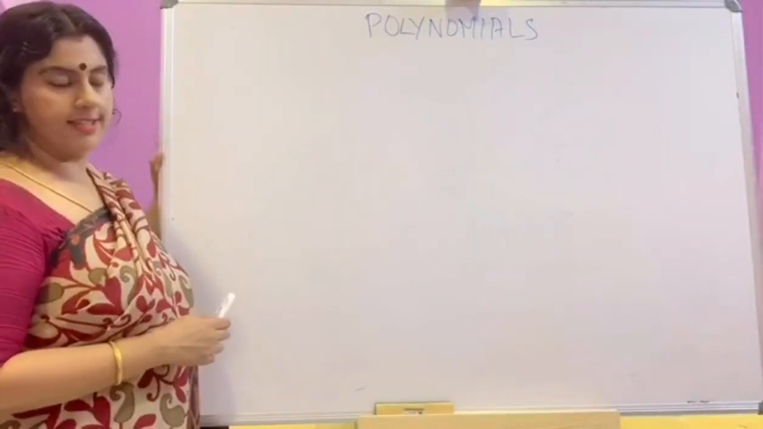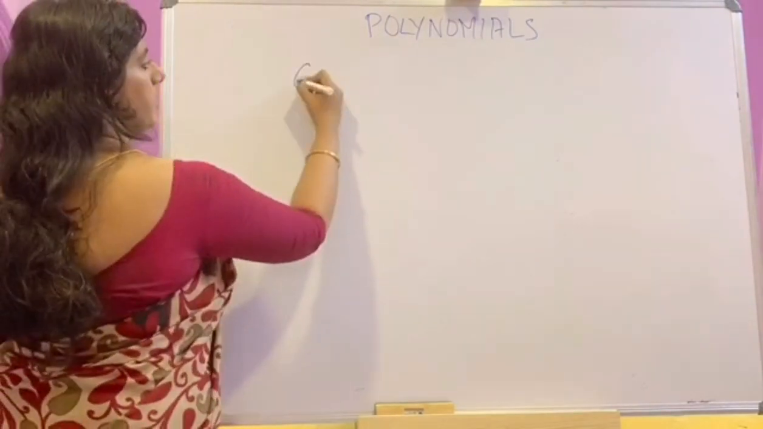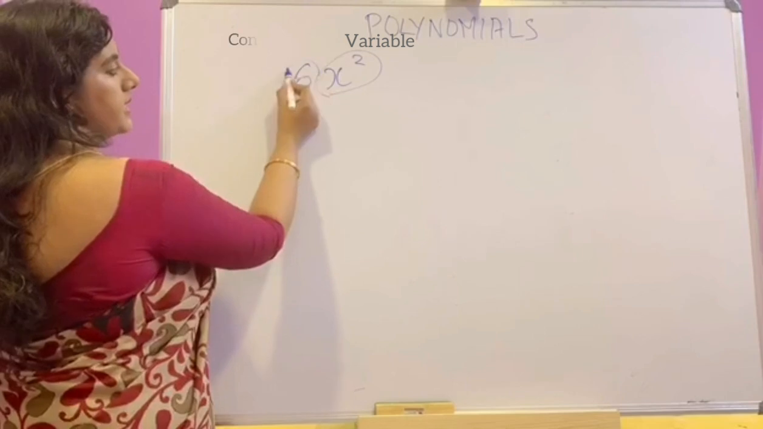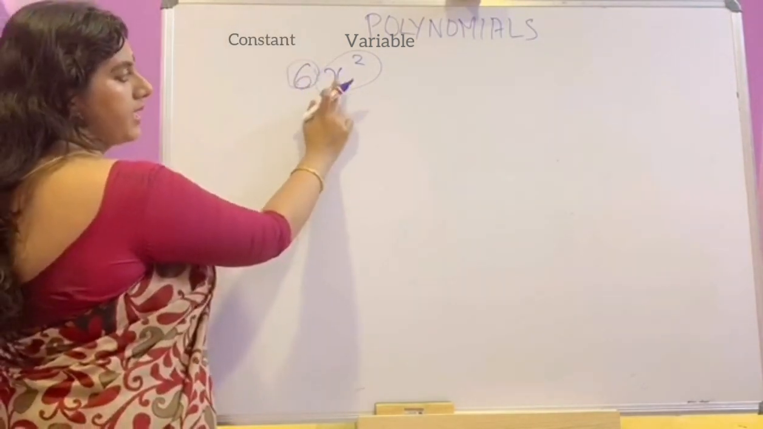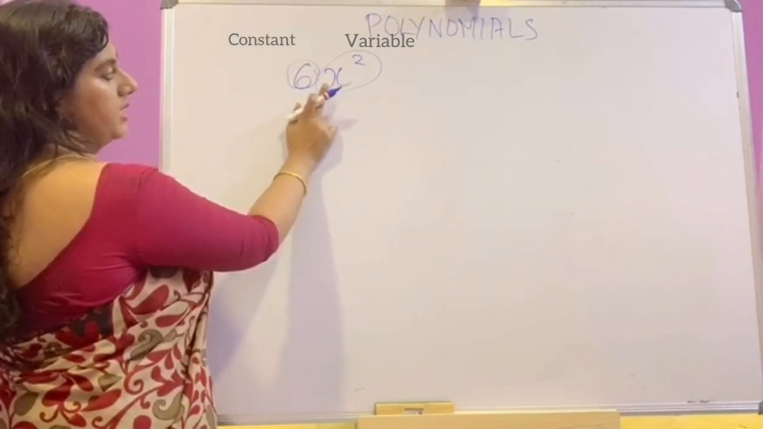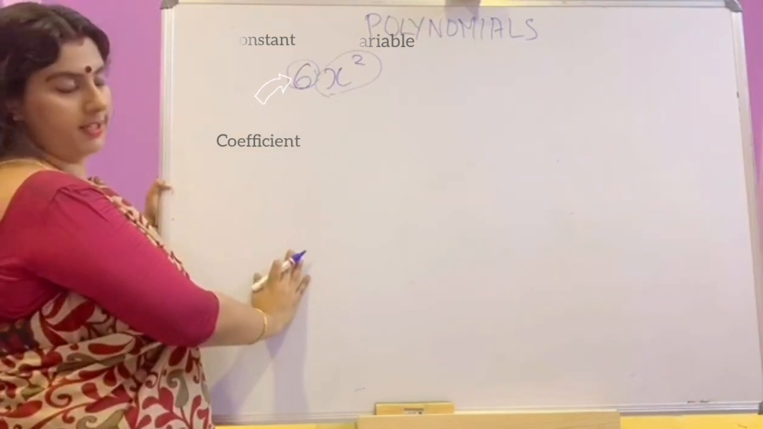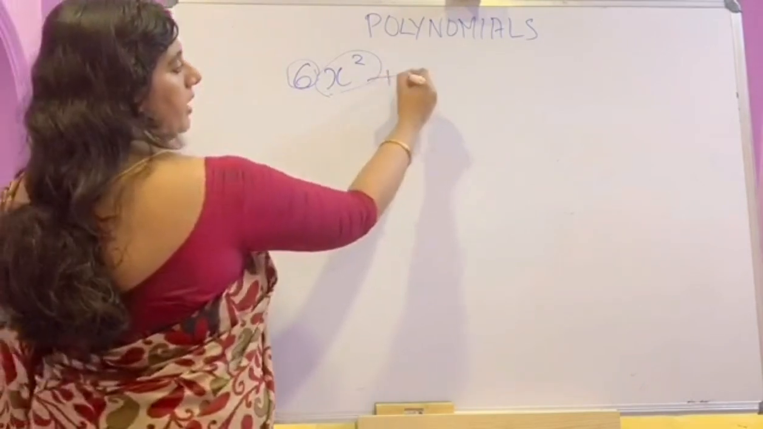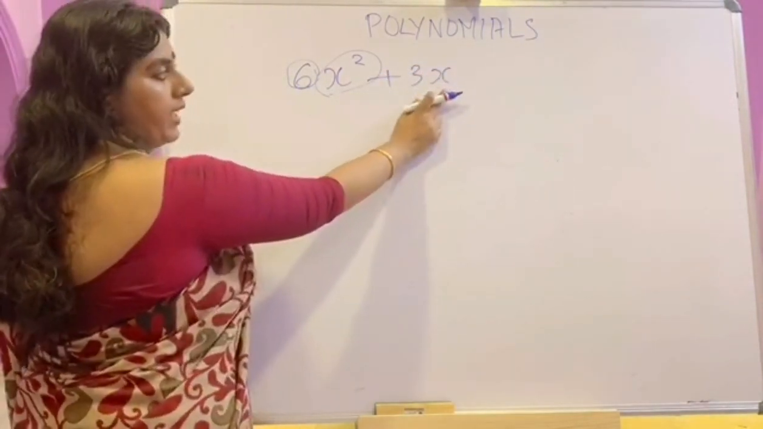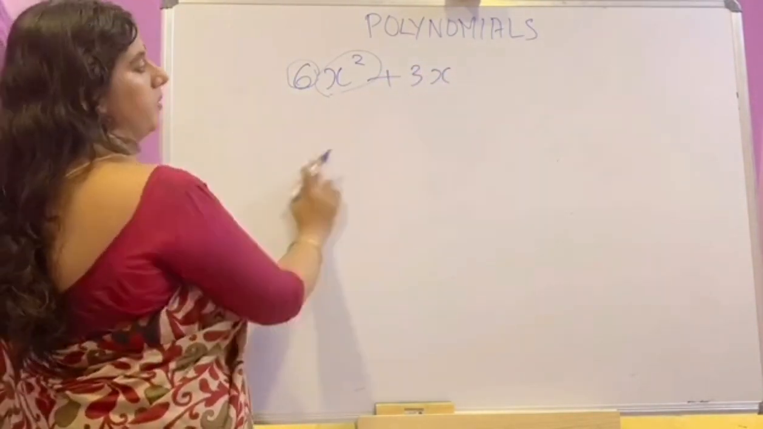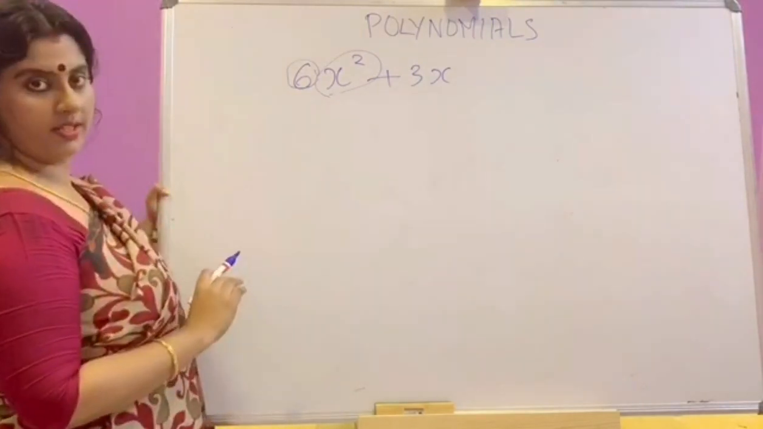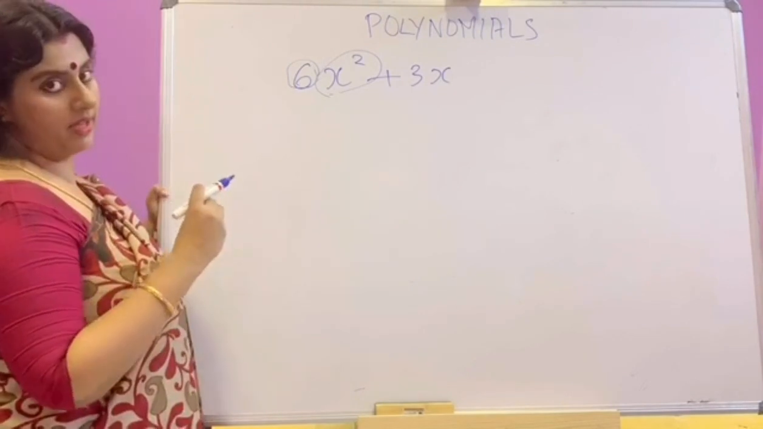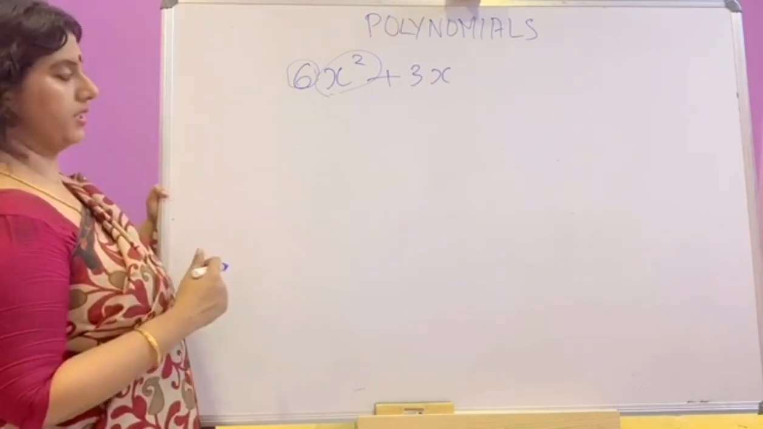Now another thing is 6x square. Here this is the variable and this is the constant. The constant along with the variable is called the coefficient. So the coefficient of x square is 6. Here the coefficient of x is 3. So that is what coefficient means. The constant along with the variable is named the coefficient.